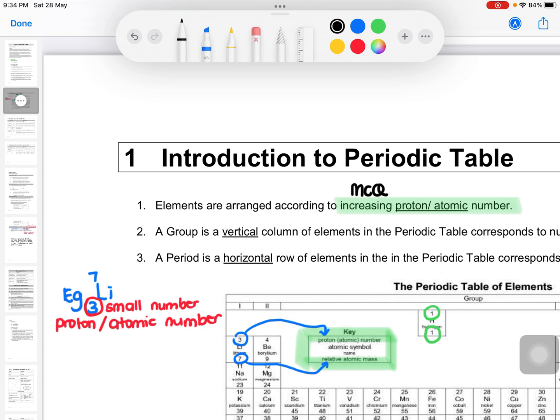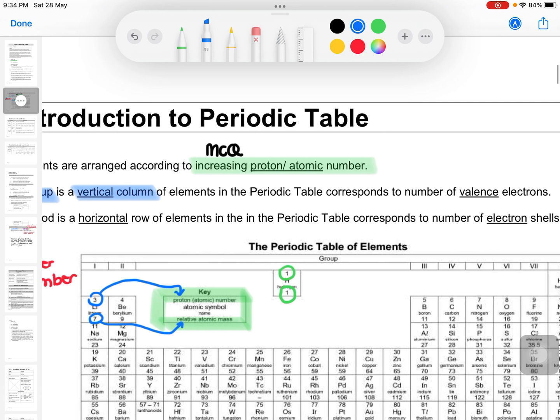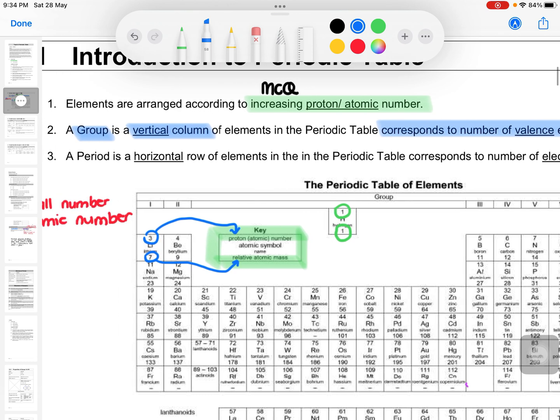Number 2, a group is a vertical column. That's the next definition. A group is a vertical column of elements in the periodic table, and it corresponds to the number of valence electrons. So what does that mean? If I were to look at the representation, this is group 1.